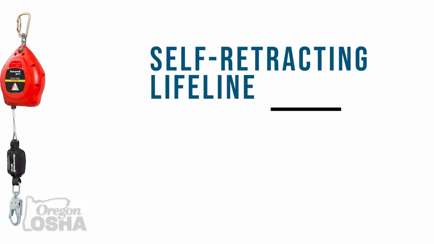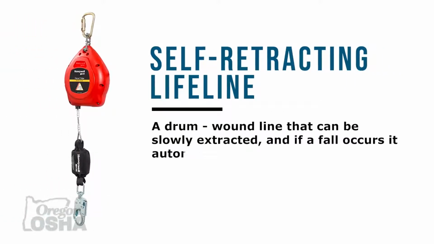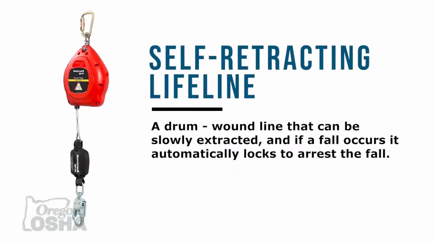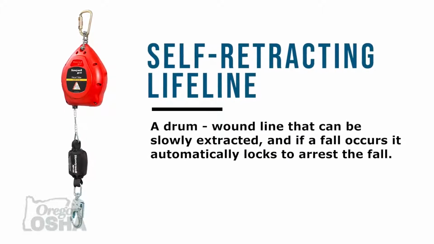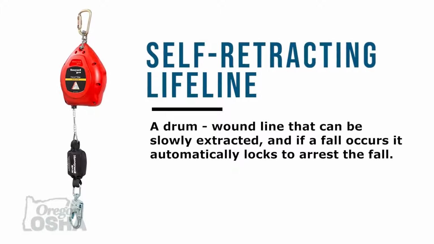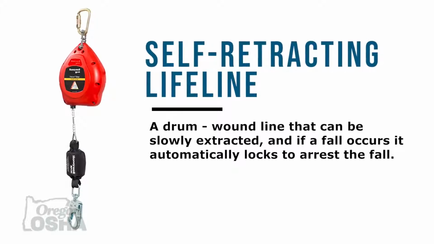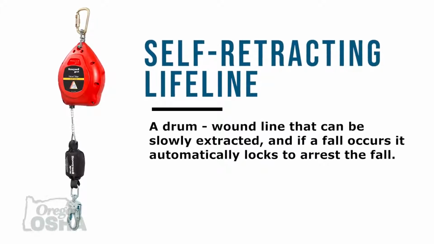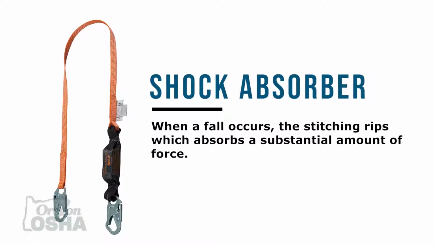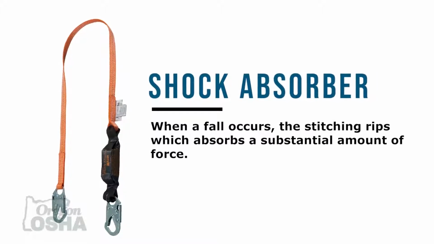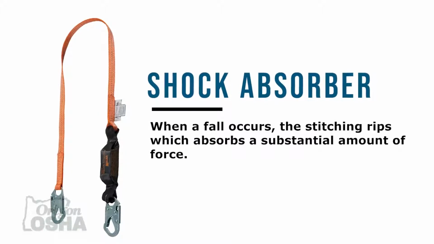SRLs, sometimes called yo-yos, can be described as a drum-wound line that can be slowly extracted or retracted when the drum is under slight tension during normal movement by the employee. If a fall occurs, the device automatically locks and the drum arrests the fall. Shock absorbers deploy when a fall occurs. The stitching rips, which absorbs a substantial amount of force that has been created, softening the blow.